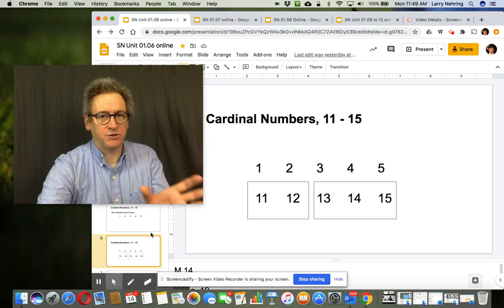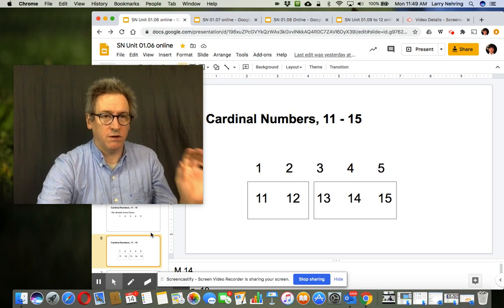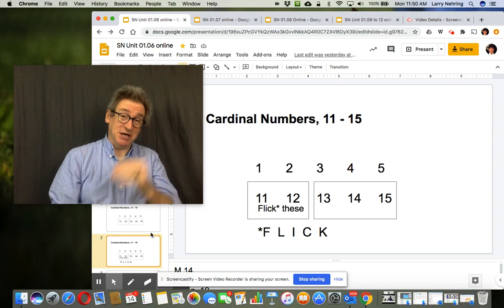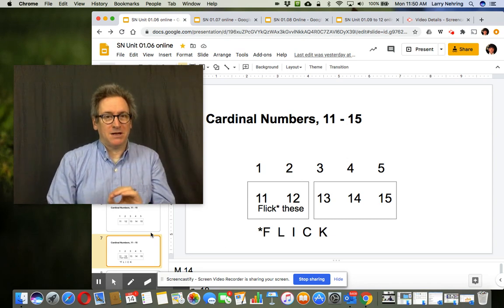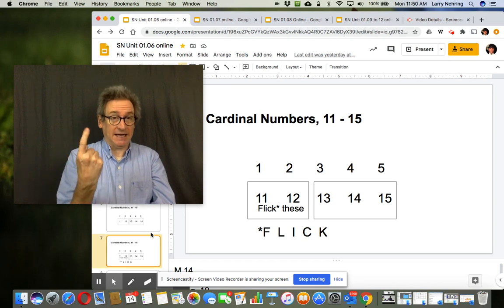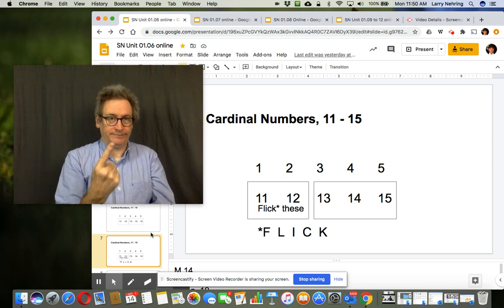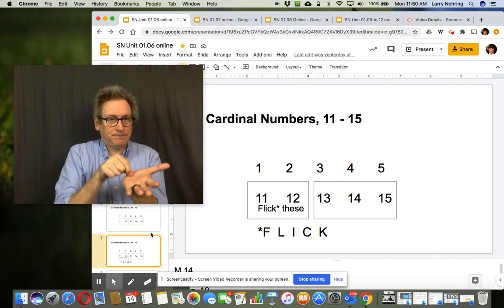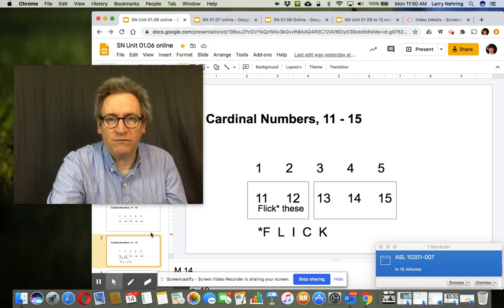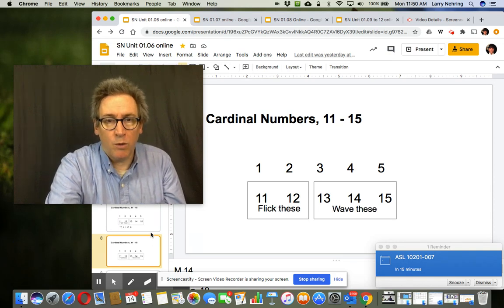So their groupings 13, 14, 15 are very similar. 11 and 12 are similar to each other. I wish I had a serif font in here. I need to change that because sometimes people read that wrong. So flick, flick, flick, 11, 12, so flicking. And then 13, 14, and 15, we wave.